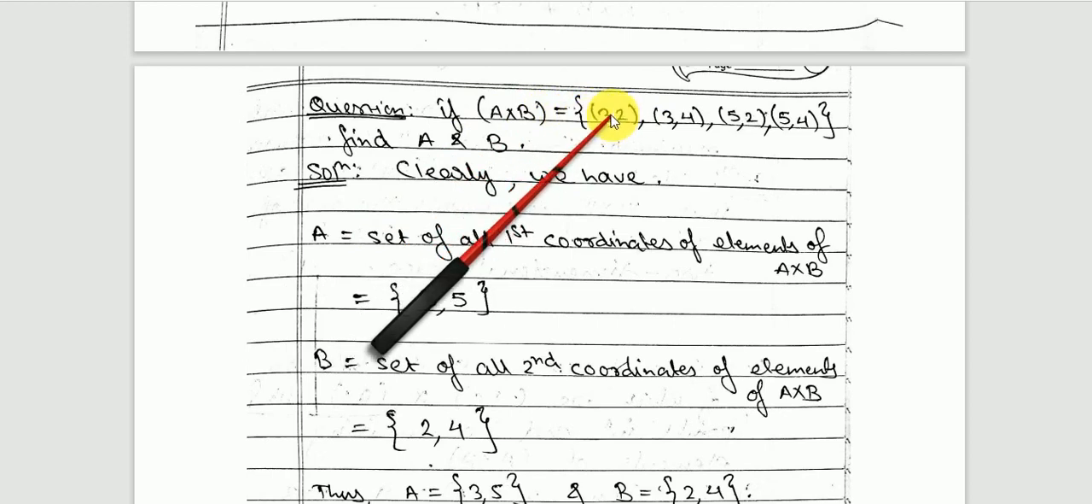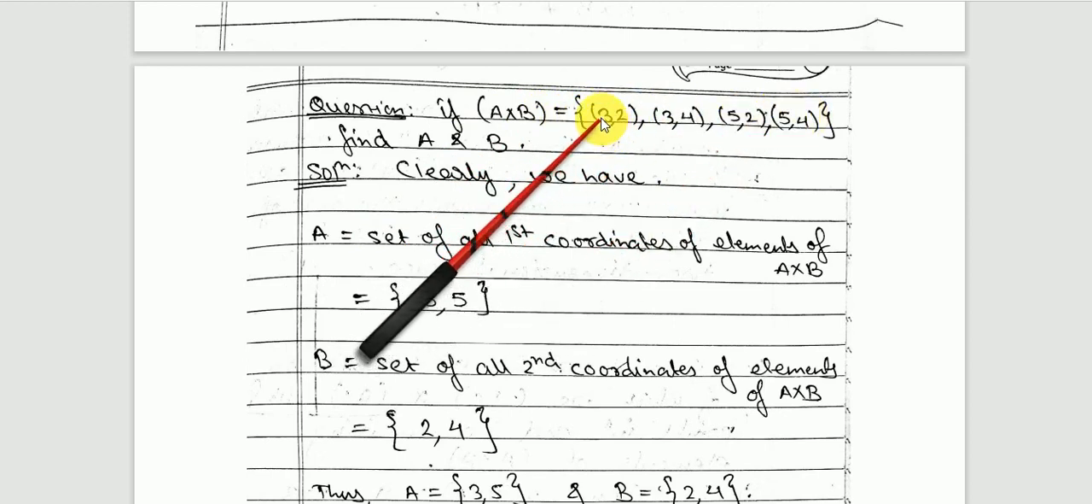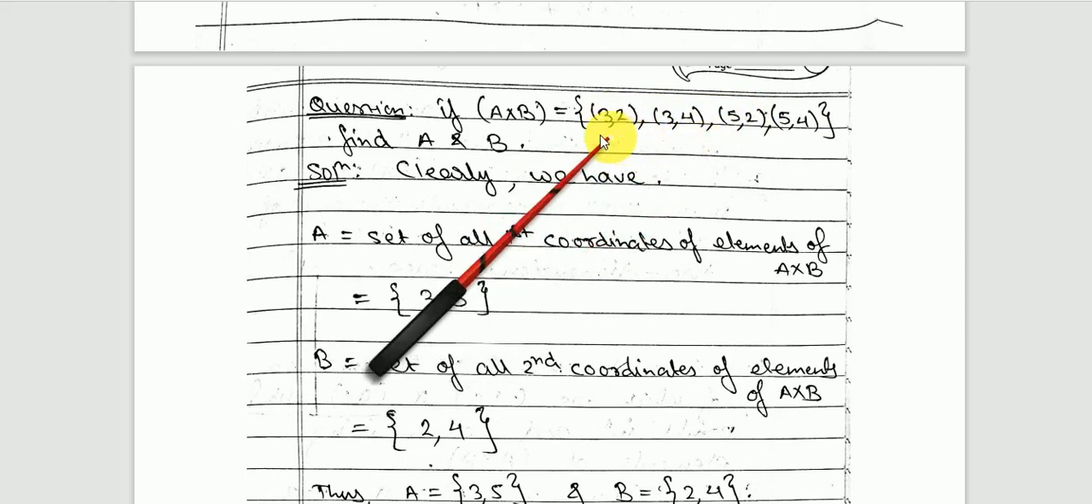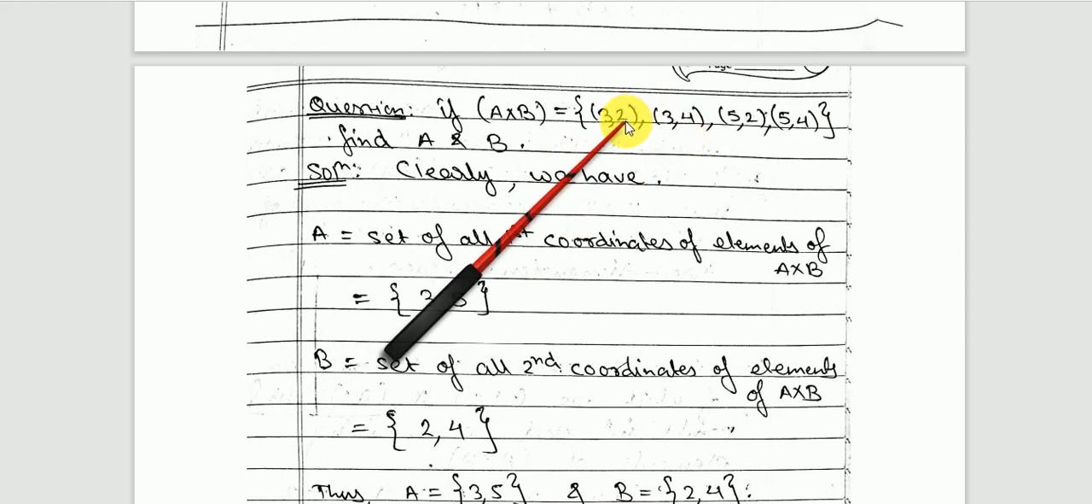So here you can see that 3, 3, 5, 5. So 3 belongs to A, 5 belongs to A. So set A will be {3, 5}. The second component is always from the second set B. That means 2, 4. So 2 and 4, these two are elements of B.